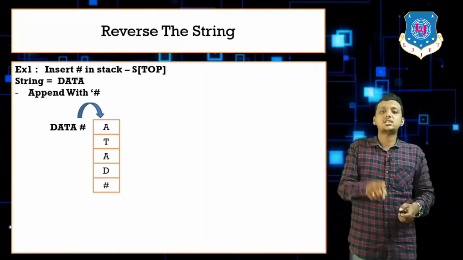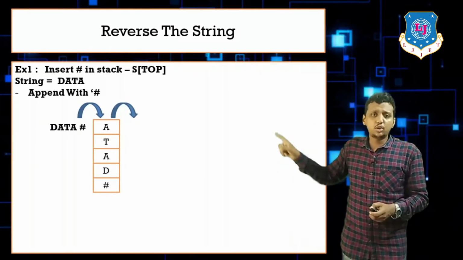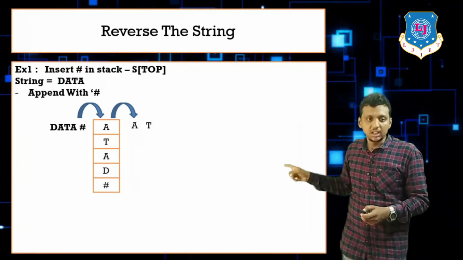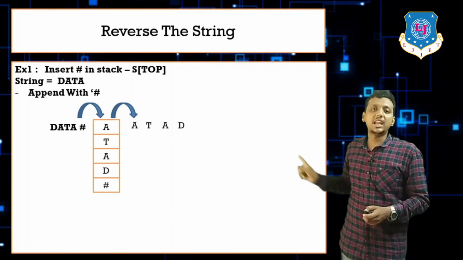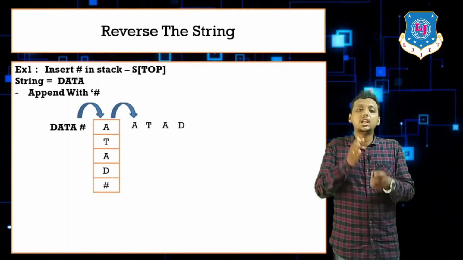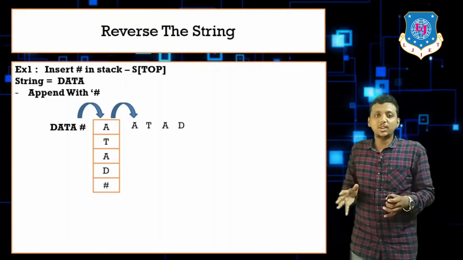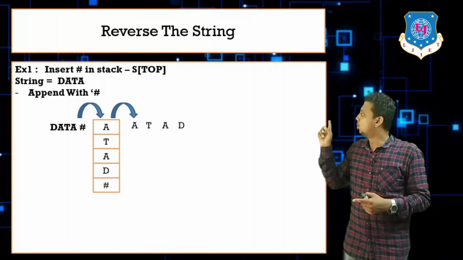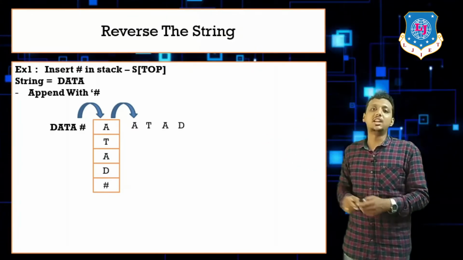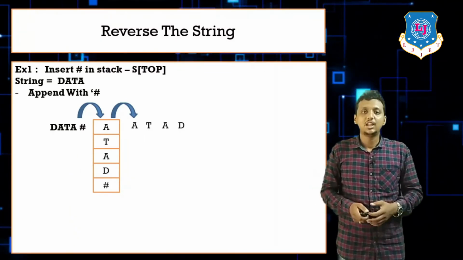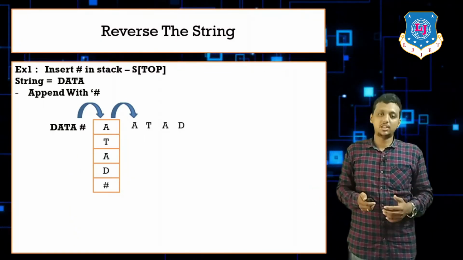So first I'm going to apply the pop operation. I get A, then T, then A, and then D. So it becomes A, T, A, D. What happens over here? After applying the pop operation, my whole string is now available in the reverse form. So that's it. Isn't it easy? Let me show you the algorithm for this.